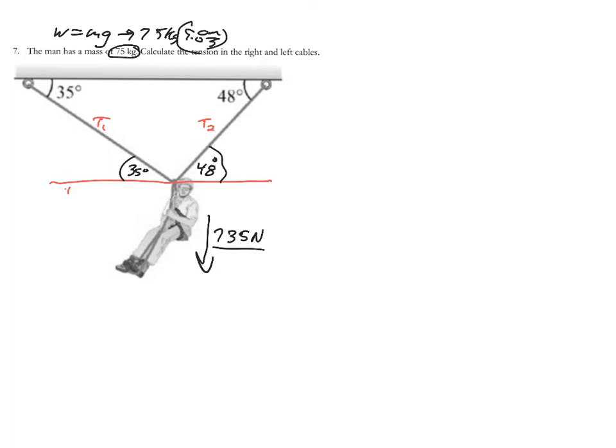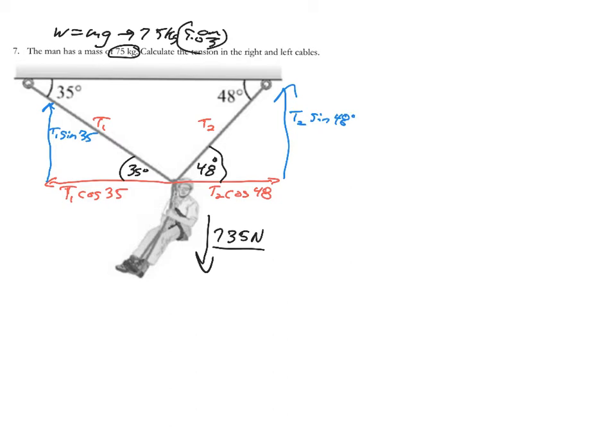I don't know. So T1 times the cosine of 35 is the x. T2 times the cosine of 48 is the other x. And I'm kind of running out of room here, so this isn't going to match up. This is T1 sine of 35. This is T2 sine of 48.